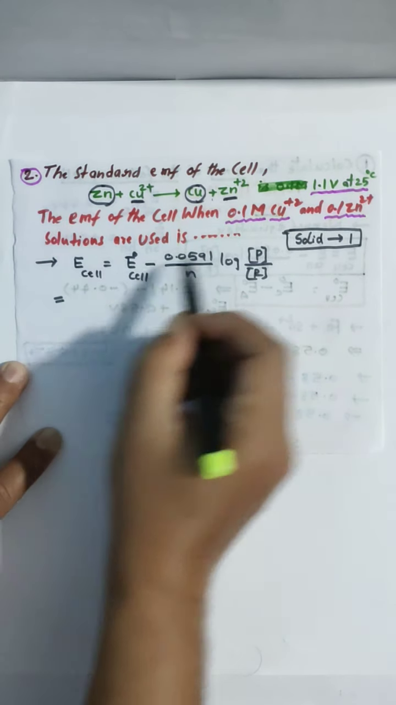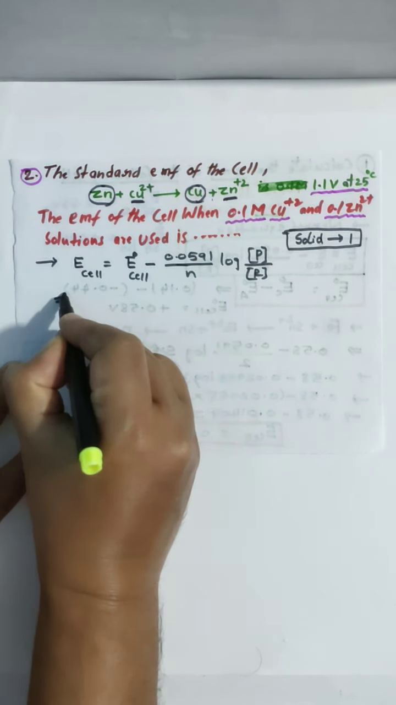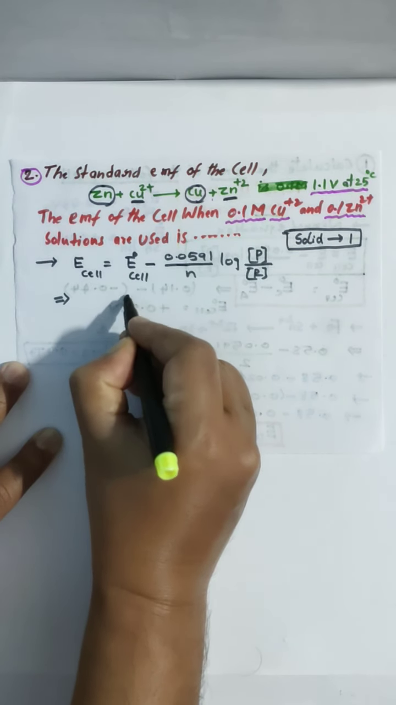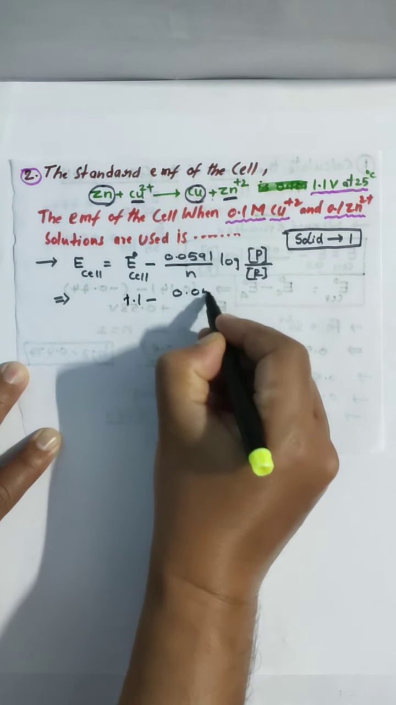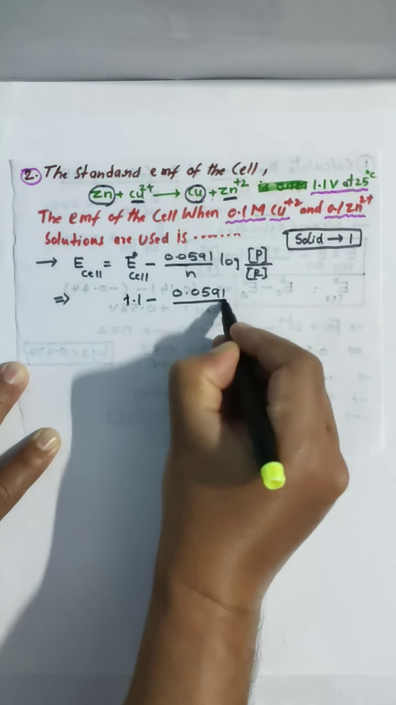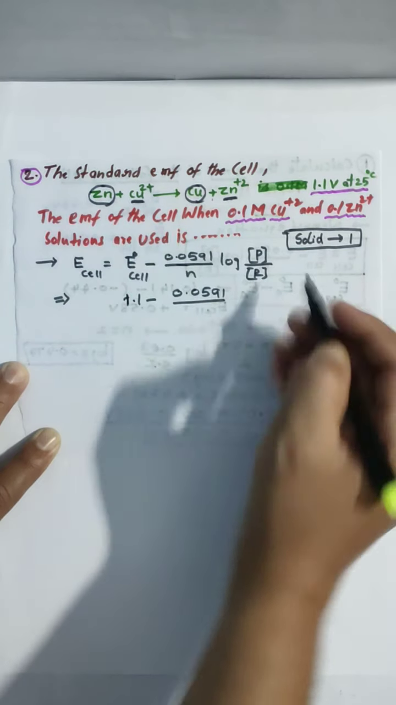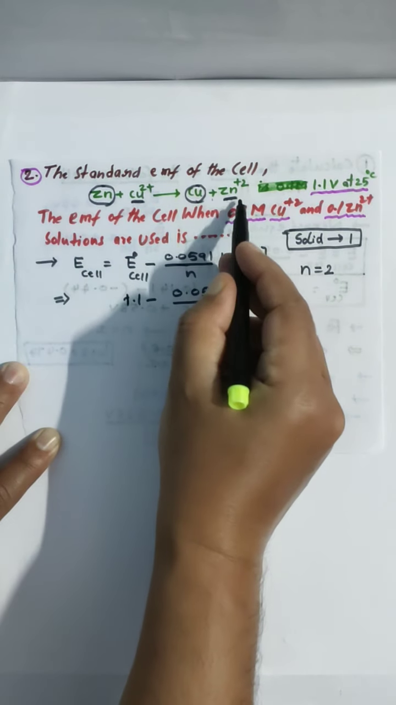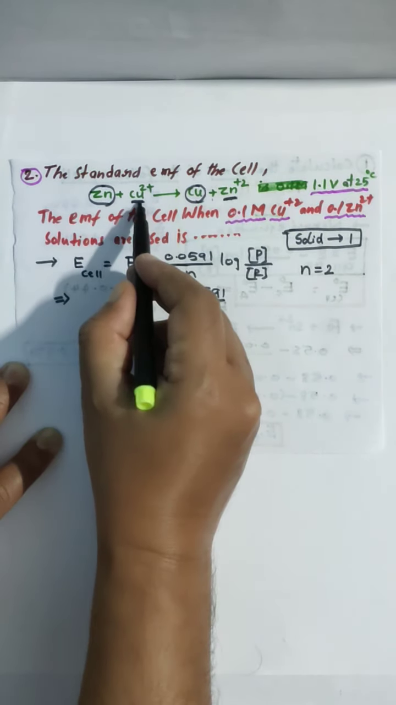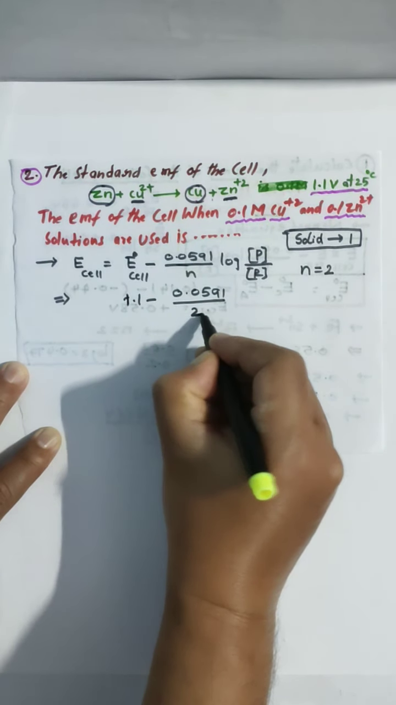E cell equal to E naught cell. E naught cell they have given already. So E cell we have to calculate. E naught cell value, how much? That implies 1.1 minus 0.0591 upon n. See, n is the change in the oxidation number. How much? 2. So n value is 2. Zinc 2 plus, 2 electrons; copper 2 plus, 2 electrons. So n value is 2, and you can substitute directly here 2.